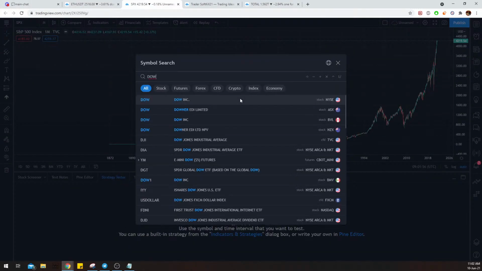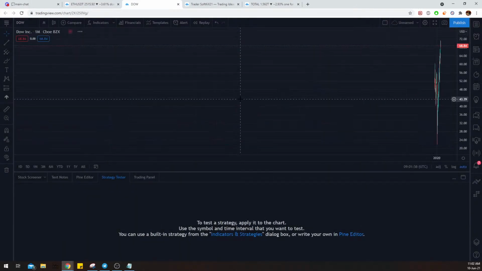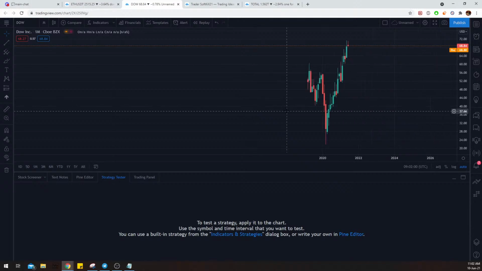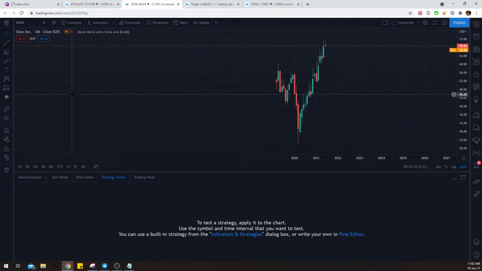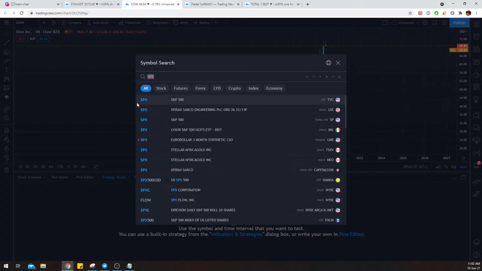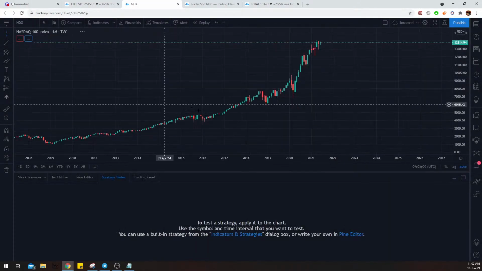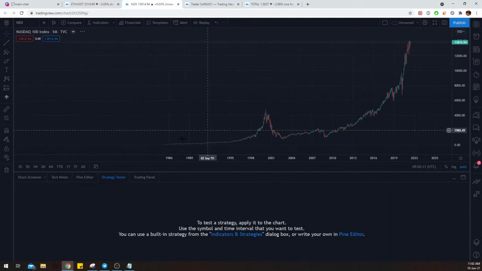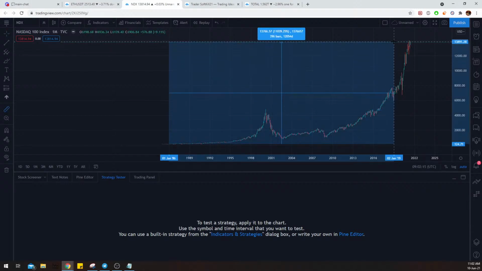Let's take a look at Dow Jones. Well, this one, for example, we don't have the data, so let's look at NDX instead, Nasdaq. It's more recent. Look, Nasdaq, for example, is since 1986. And you can see that as well, it's in a strong bullish market.